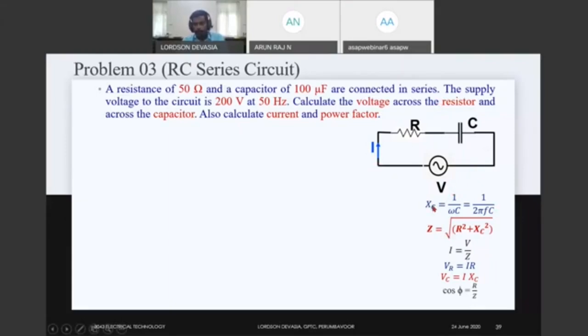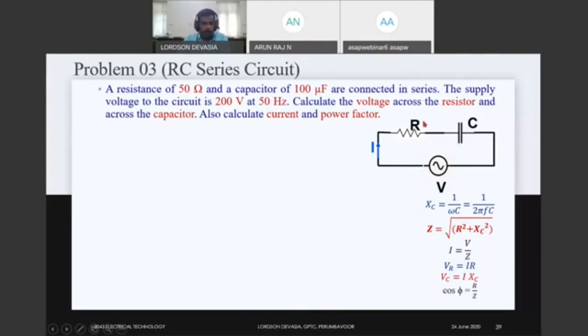Then Z is equal to root of R square plus Xc square, and I is equal to that voltage divided by that impedance. Then voltage across the resistor VR is equal to I into R, and voltage across the capacitor is equal to I into capacitive reactance Xc, and the power factor cos phi is equal to R by Z.